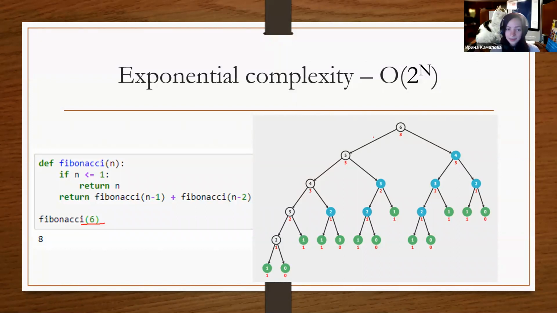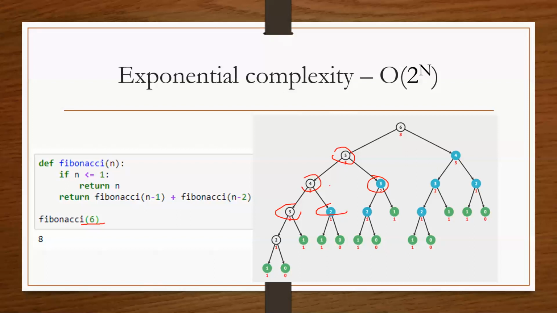Okay, so we have to compute the sixth member of our sequence. The first step, we go and compute the fifth member and fourth member. When we start to compute the fifth member, we need to compute the fourth member and third member. When we come to compute the fourth member, we need to compute the third and 2, and so on. That means that at each step, we need to do two more steps. And then at each of these 2 steps, we need to do 2 steps again.